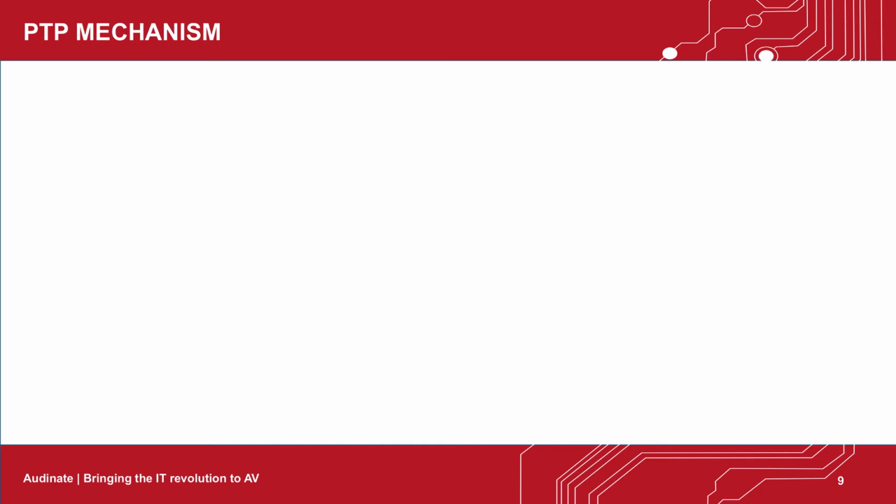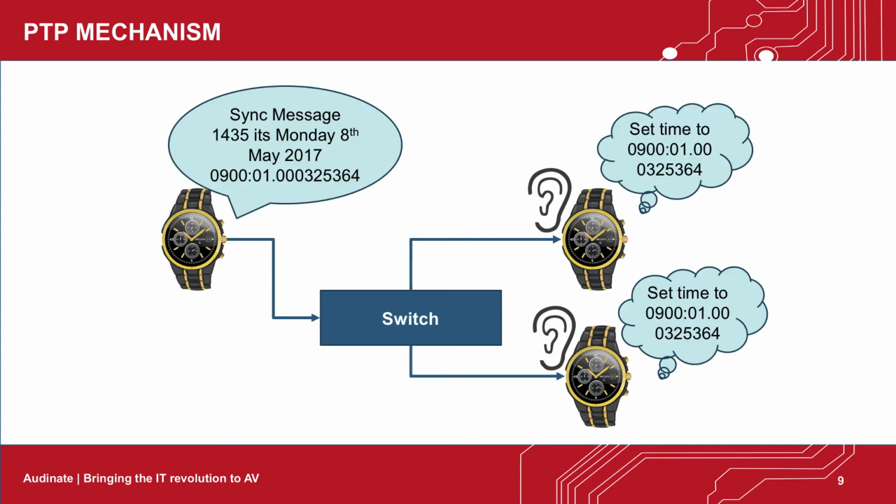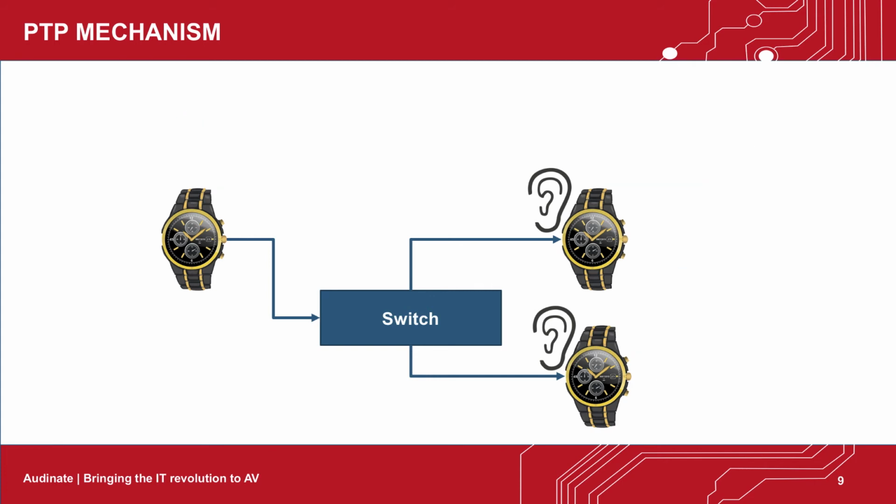So, how exactly does this work in Dante? The master clock sends a sync message. This is essentially, hello, this is sync message 1435. It's this time here. In this case, Monday the 8th, 2017. This allows the slave devices to set their individual timepieces, but we are trying to keep these timepieces aligned. Every timepiece runs at a slightly different speed to each other, so wouldn't it be good if we could convey this? PTP has thought of this.